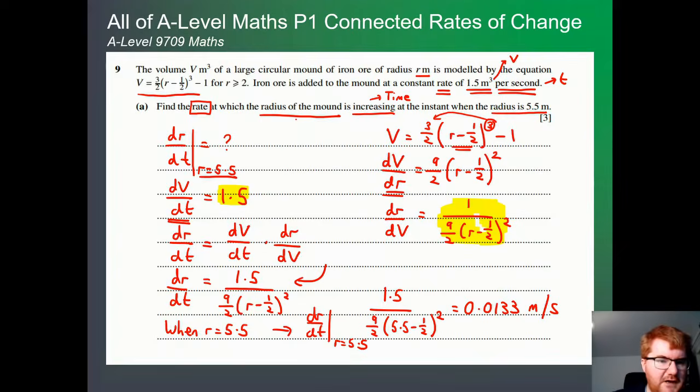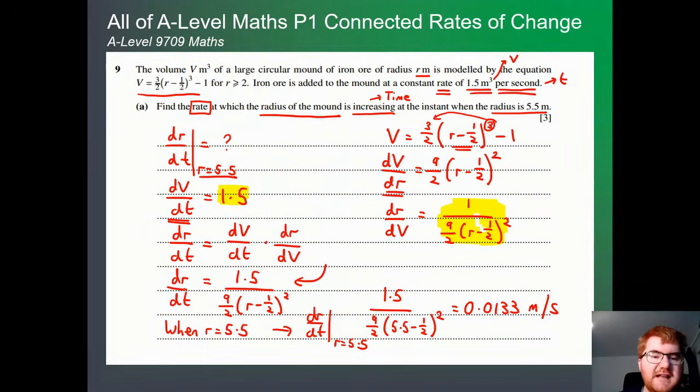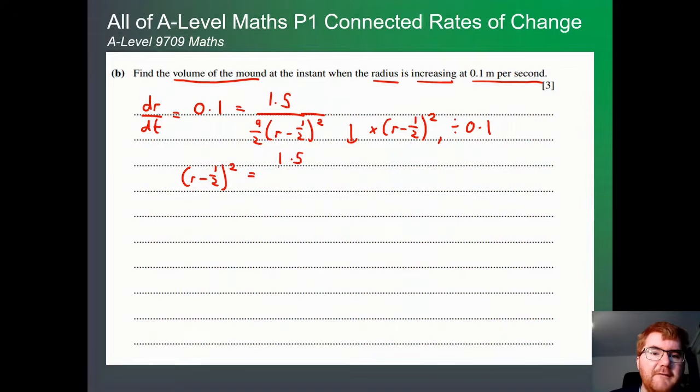R minus, I think it was a half, wasn't it? Yep, R minus a half, all squared. So essentially, by using the information, we're told that derivative that we worked out here is equal now to 0.1. This is essentially a fairly nice quadratic to solve here. So the way I'm going to do this, I'm going to speed this up slightly. I'm going to multiply by R minus a half, all squared on both sides, and I'm going to divide by 0.1. So if I do that process, this comes up here, so we get R minus a half all squared is equal to 1.5 over 9 over 2 times 0.1.